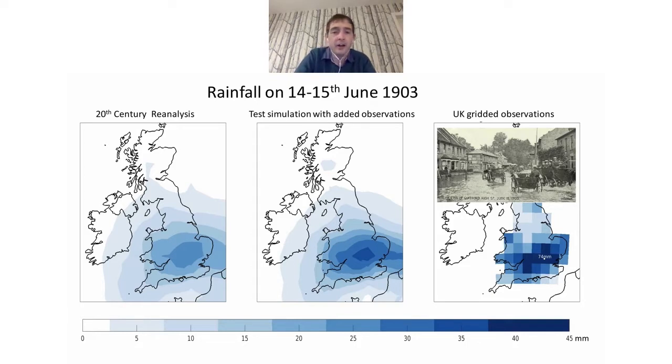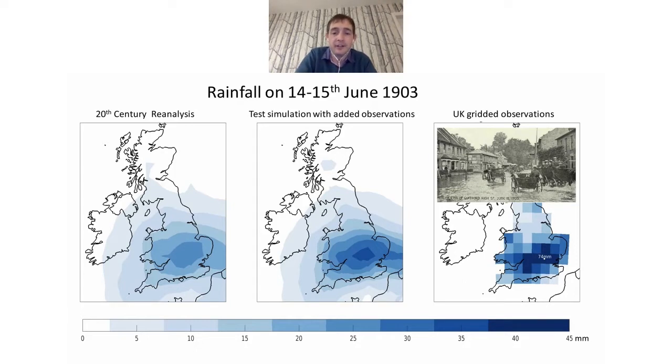And I hope to be able to update the middle map, but the simulation is still in the supercomputer in the USA, and it hasn't quite finished yet. So the middle one is a very early test simulation we did. But even that, with a few added observations, shows a much more consistent pattern with the observations, seeing heavier rainfall when we've added some of these additional constraints to better simulate the weather of that period.